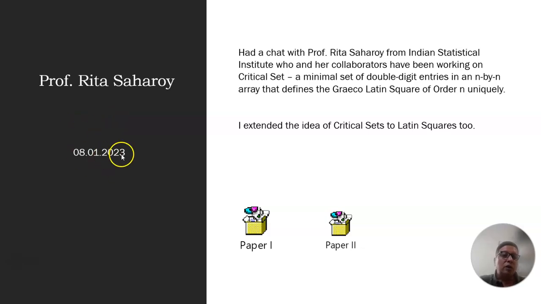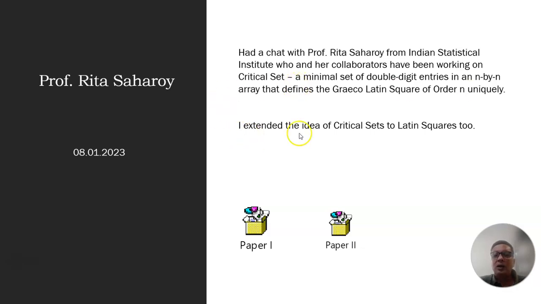In January 2023, I had a communication with Professor Rita Saharay, Professor of Indian Statistical Institute, and our teacher, who gave me two papers to study on critical set. What is the critical set? A critical set of a Greco-Latin square is the minimal set of double-digit entries in an n by n array that defines the Greco-Latin square of order n uniquely. So you put some numbers and the rest could be deduced to complete the Greco-Latin square. So that's the concept of critical set.